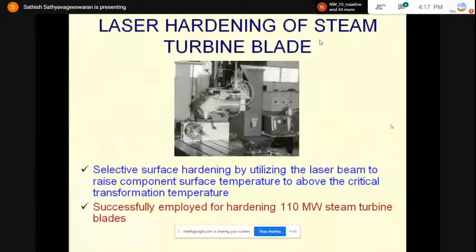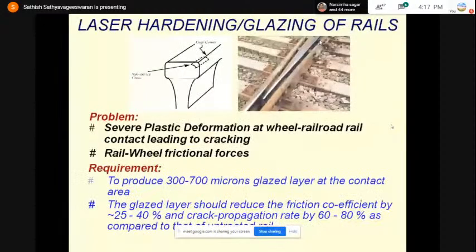So when a train is rolling over the surface of your rail, there will be friction between the wheel as well as the rails. As a result of this, your rail will be subjected to severe plastic deformation, and this will in turn lead to some amount of fatigue wear. If you want to enhance the fatigue resistance or the fatigue life of this particular rail component, then it is better to go for laser hardening. It has been reported that if you undergo laser hardening over the rail, you can reduce the friction coefficient by 25 to 40%, and you can also reduce the crack propagation rate by 60 to 80% when compared with the untreated rail.